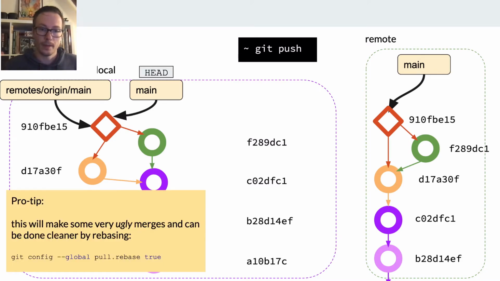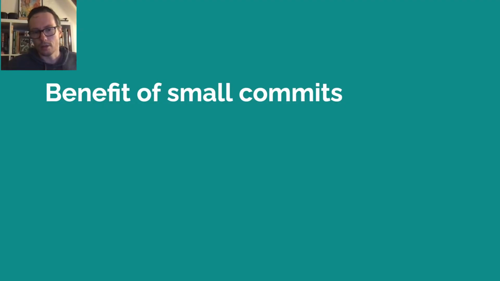One pro tip, this will make some very ugly merge commits, especially if you have to do a pull a lot when a lot of people are contributing on the same branch, and every time Git has to make a new merge commit. So you can do this in a lot cleaner by doing a rebase, and I will explain this in a later slide. So let's talk about more advanced stuff and why it's good to keep your commits small.